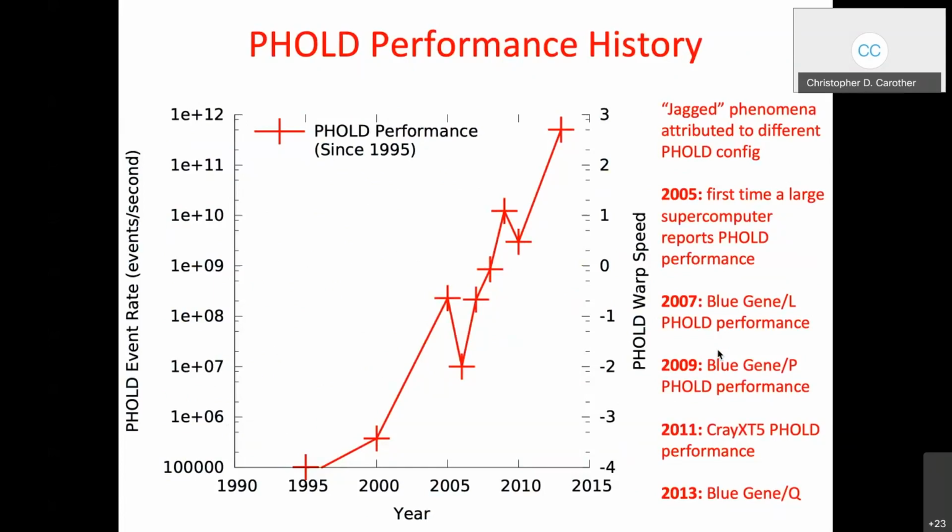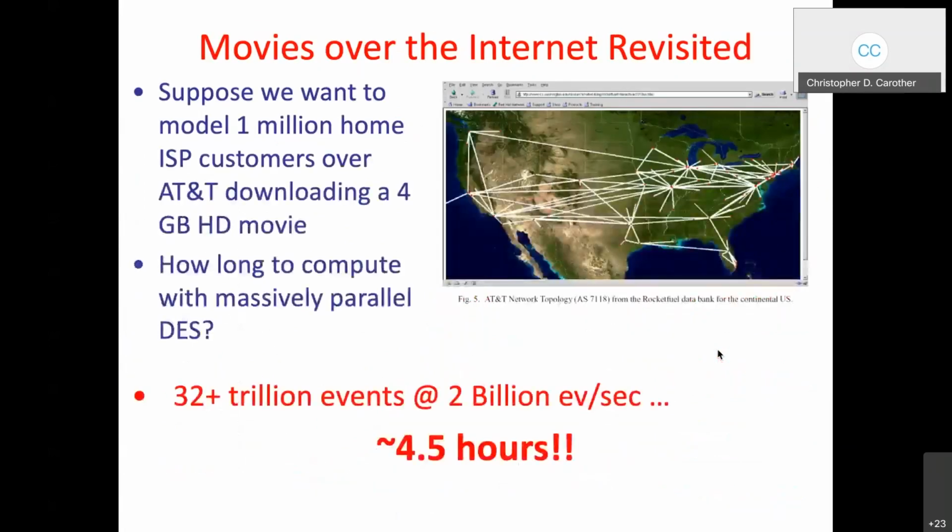So if I come back to the original part of the talk, movies over the internet revisited, right? If we take this billion event per second capability, we can basically turn this same 1 million home, 4 gigabyte download movie that was 32 trillion events, which was going to take 5 years to calculate, and reduce that down to only about 4 or 5 hours. That's a tremendous time compression. And that's really what massively parallel discrete event simulation can do for you.